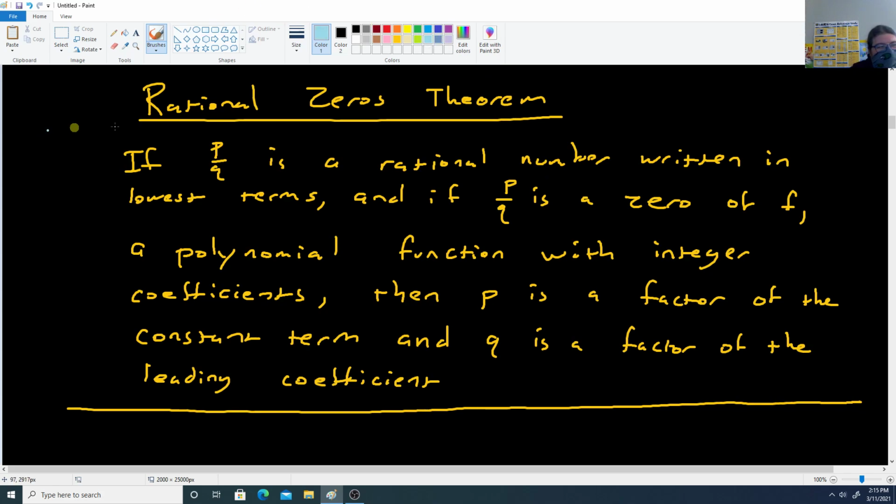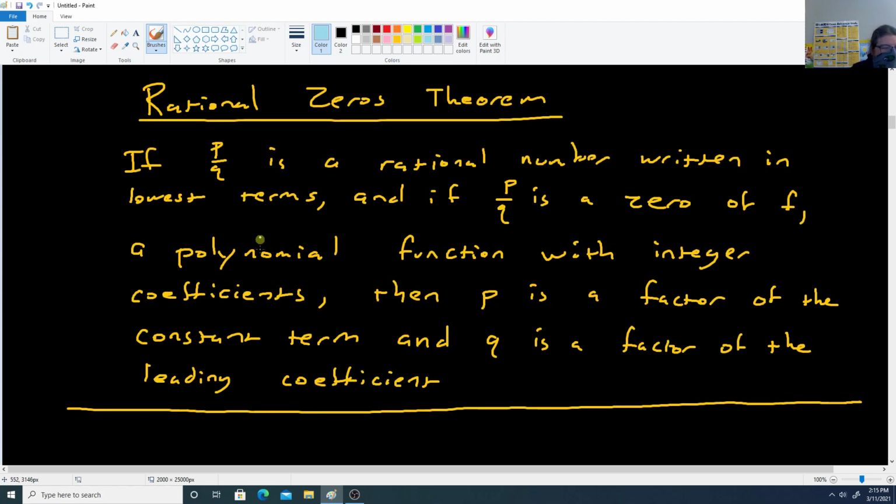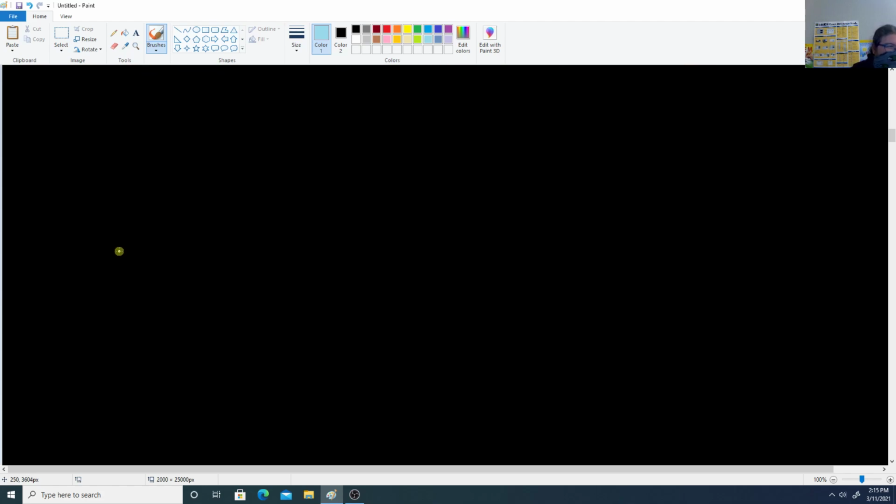Okay. So we're going to talk through how to use this in the next example. We use this in the reverse of how it's stated. We look at all factors of P, all factors of Q, and then we can generate a list of all P over Q's, and numbers that are zeros of the function would be on that list, or some of the numbers that are zeros of the function would be on that list. So we'll talk through that in this example here.